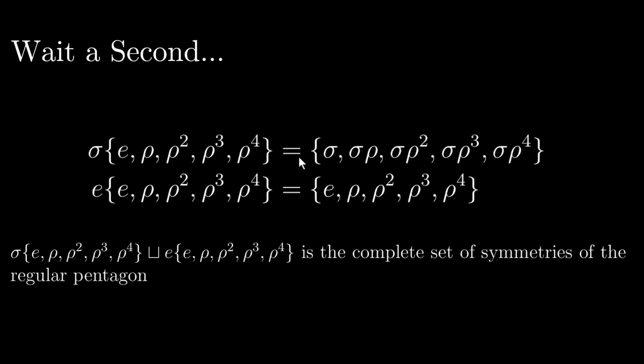The disjoint union of these are 10 distinct elements, okay? And there's only 10 symmetries. So this is actually the entire group. Is this a coincidence? Is it a coincidence that the cardinality of the subgroup divides the cardinality of the original group?